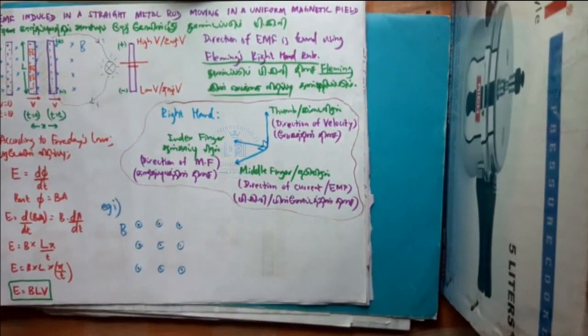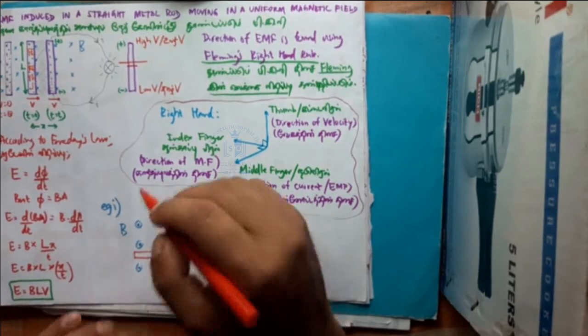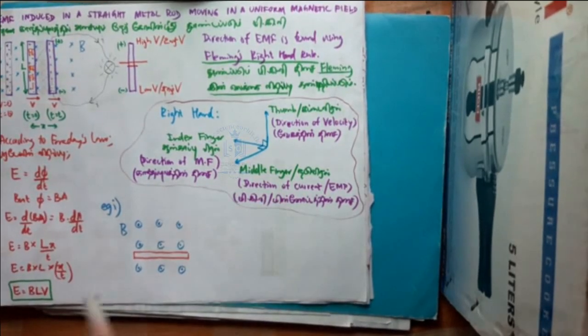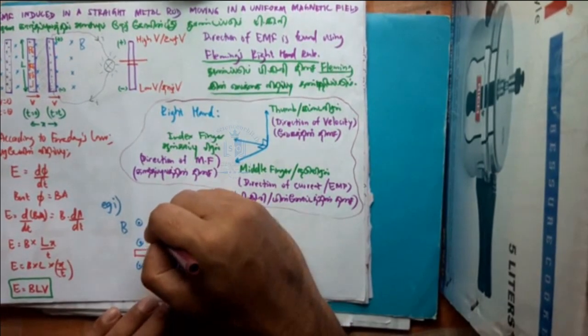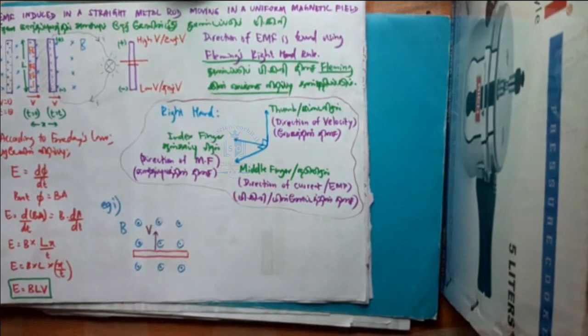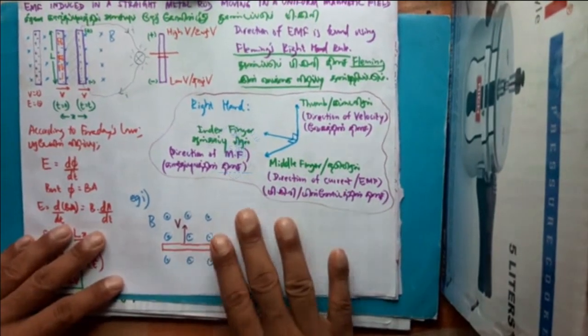In this we are going to place a rod like this, and we are going to move the rod up. We place this metal rod and move it upwards with a certain velocity. Right? This is the situation. Now we are going to find out the direction of the electromotive force induced in this.